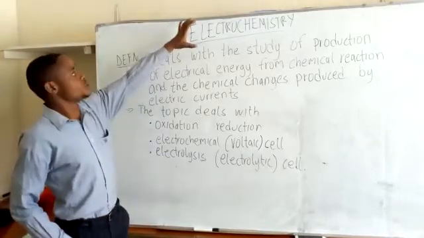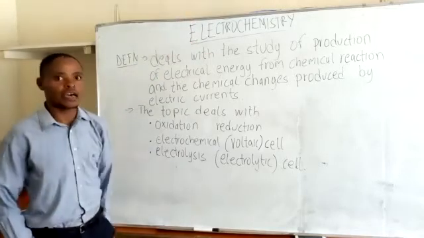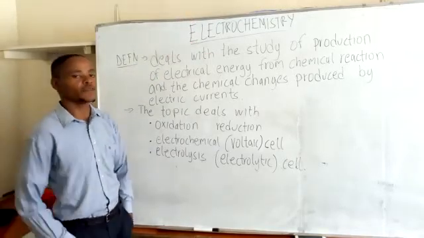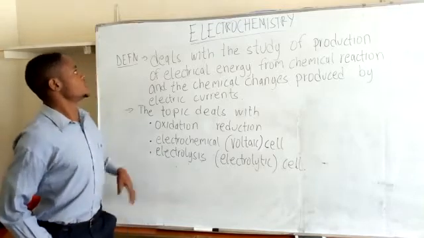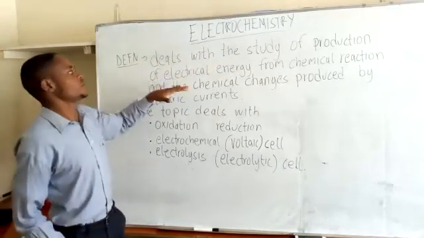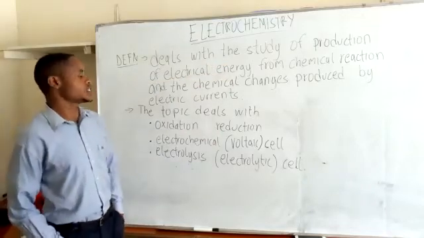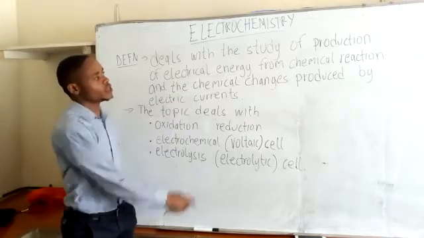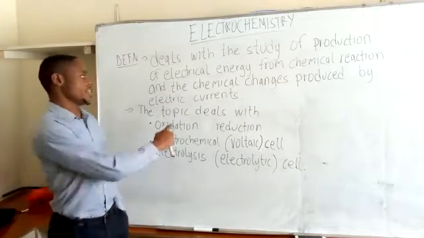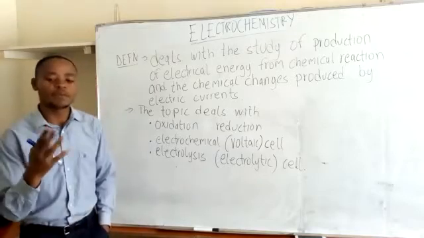So today we're going to look at electrochemistry. This is the fourth topic in the Form 4 syllabus. Electrochemistry deals with the study of production of electrical energy from chemical reactions and the chemical changes produced by electric currents. So the topic deals with three main parts.